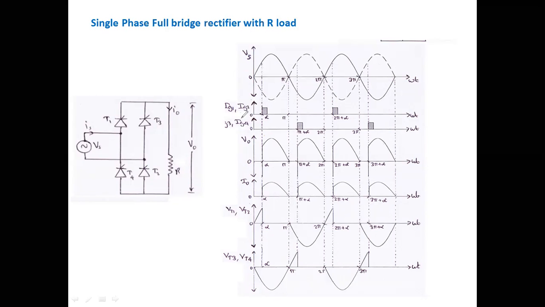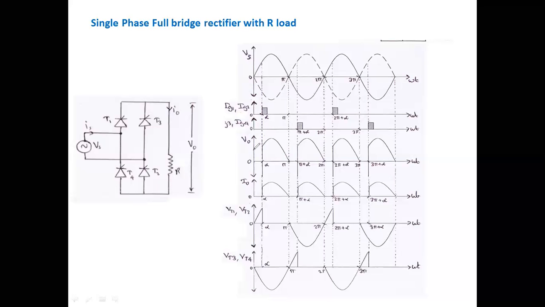I divided the working of this single phase full bridge rectifier with R load in four modes. Mode 1 is between omega t equal to 0 to alpha. Mode 2 is between alpha to pi. Mode 3 is between pi to pi plus alpha. And mode 4 is between pi plus alpha to 2 pi. So first we study the mode between 0 to alpha. One more thing, assume that we apply the gate pulse at omega t equal to alpha and omega t equal to pi plus alpha.